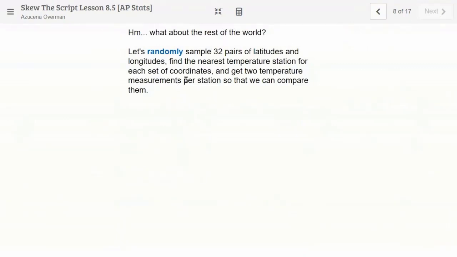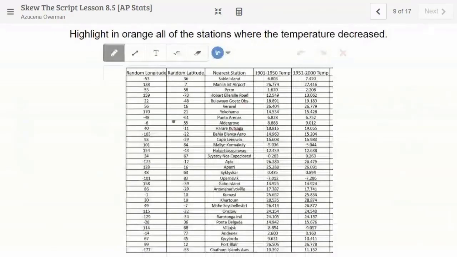All right. What about the rest of the world? So what we do is we're going to randomly sample 32 pairs of latitudes and longitudes and find the nearest temperature station for each set of coordinates and get 2 measurements per station. Does this sound kind of like our tomato data? So let's go ahead and get those. And what we have here, you can highlight in orange, I'm not going to make you do it all, where the temperature decreased.